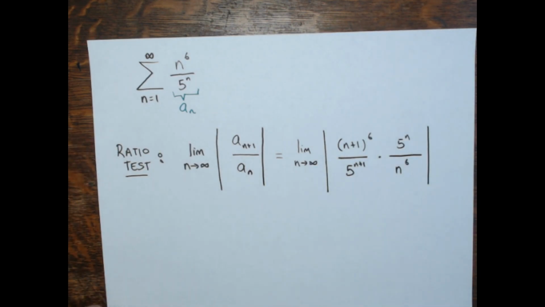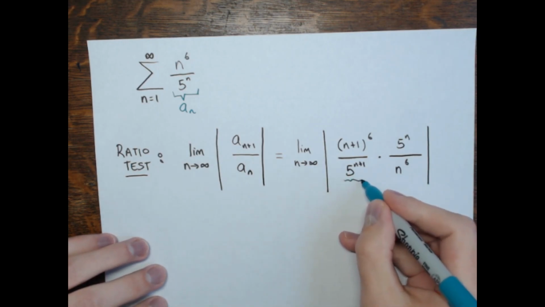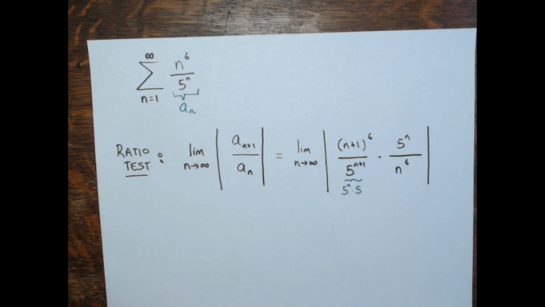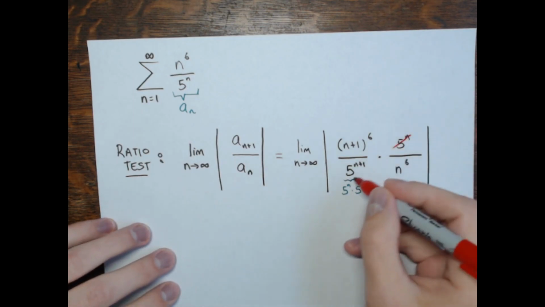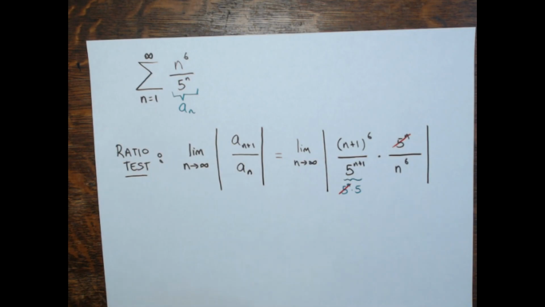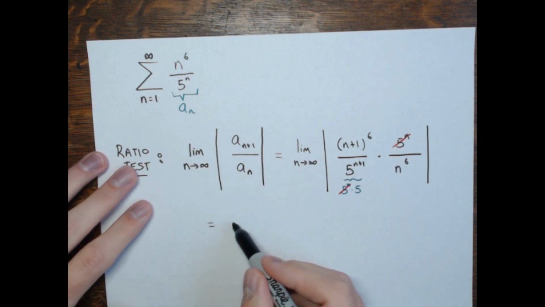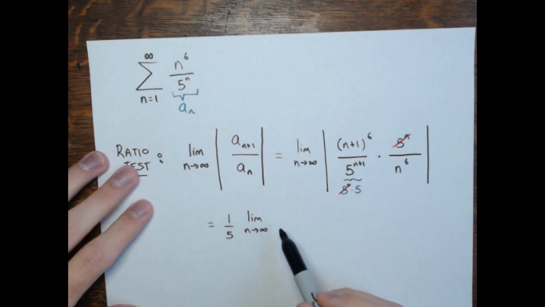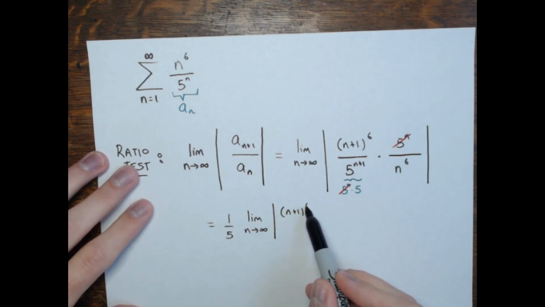Well, 5 to the n plus 1 is 5 to the nth times 5. So I'm seeing 5 to the nth canceling here, and the absolute value of 1/5 is just 1/5, and that would be a constant multiple, which I can pull out of the limit. The property of limits, you can pull constant multiples out. So this is going to be 1/5 times the limit as n approaches infinity of the absolute value of n plus 1 to the 6th over n to the 6th, right? None of those cancel.